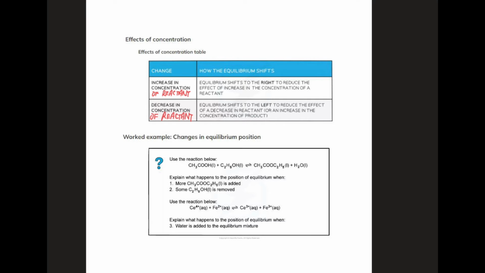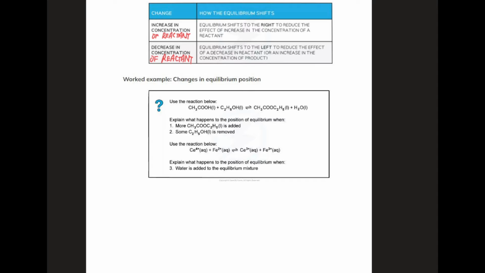Okay, now let's see this one. This one we discuss straight away. Use the reactions below. This is the reaction. Ethanoic acid plus ethanol become this. This is an ester, called ethyl ethanoate, plus water. Explain what happens to the position of equilibrium when more CH3COOC2H5 is added. So that means this one. Since they are asking position of equilibrium, you just need to say either the shift to the left or shift to the right. So you have to decide on that.